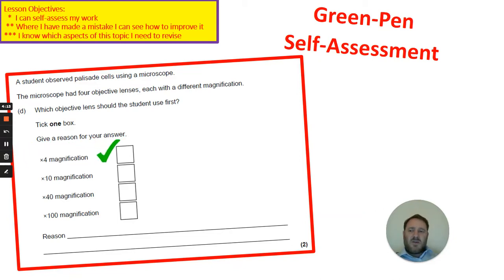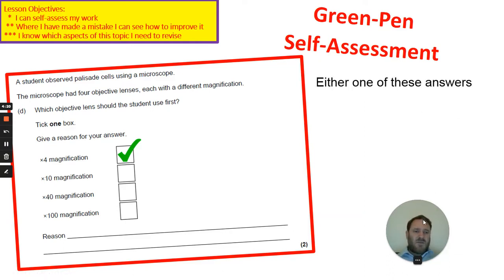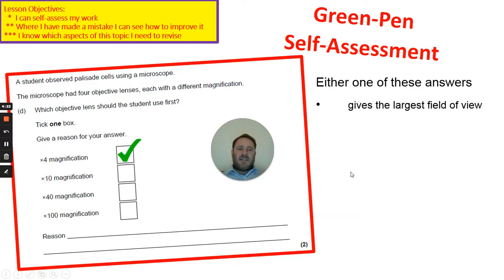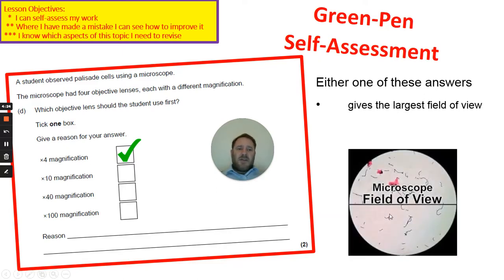And they should always start with the smallest magnification, so that would be ×4 magnification, and there's lots of reasons for this. You could have said that it gives the largest field of view, and if you look at the image that I've copied off Google Images there, you can see that's your field of view there. What you see through the microscope is your field of view. And if you go ×10 magnification or 40 or 100, you'll notice that it gets smaller and smaller and smaller. So by having ×4 magnification, you actually see more of the cell. And that's kind of what you want to do first.